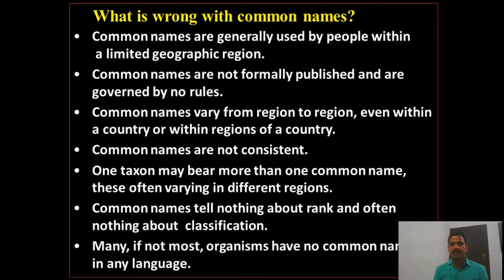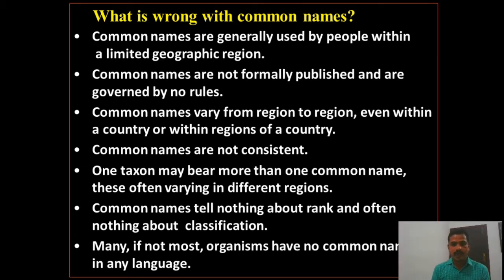And they are not formally published. Common names are not formally published, but scientific names are formally published. They have validity. And common names are not having any validity, and they are not governed by any rules. So anybody can use any names as common names. So there are no rules regarding the usage of common names. So there is no consistency in the usage of common names.